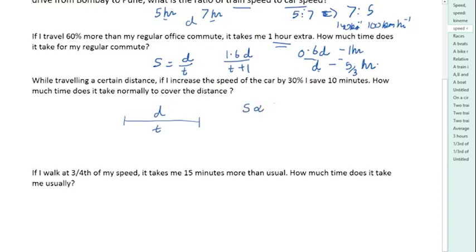So speed will be proportional to 1 by t, right? Or in a way, speed into time will be constant. So earlier, if I was traveling at speed s and taking time t, now I've increased the speed of the car by 30%. So now I'm traveling at 1.3s, and the time I take is t minus 10. So now I have to say how much time does it take normally to cover the distance.